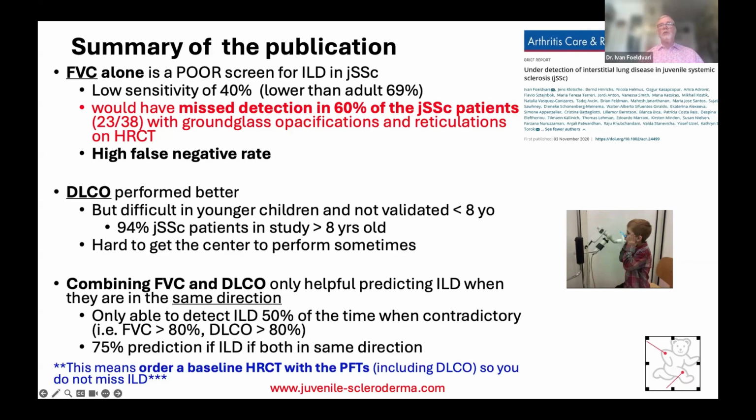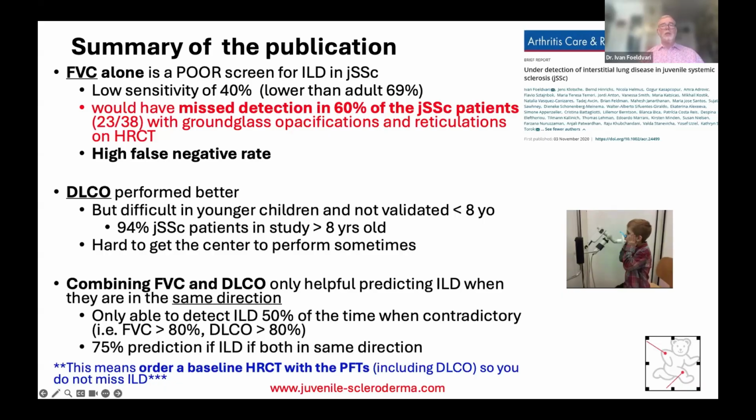And here we could show that if you do just pulmonary function tests, with the gold standard being a positive finding on the high resolution CT, we saw that some children, actually 60%, had normal pulmonary function tests, even in a case where you already had beginning fibrosis.